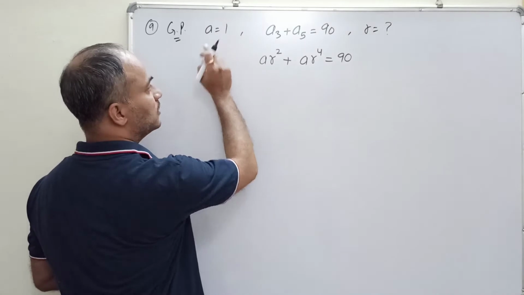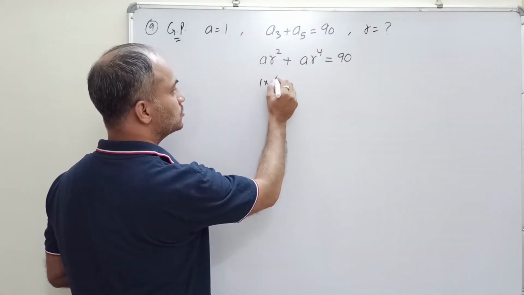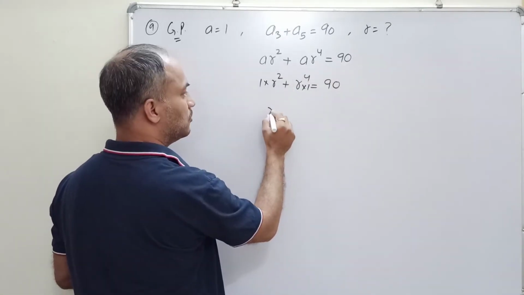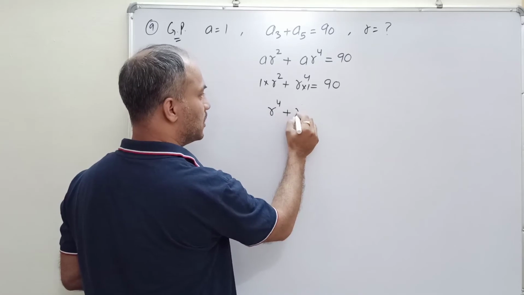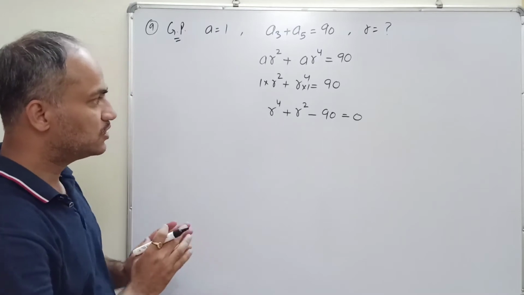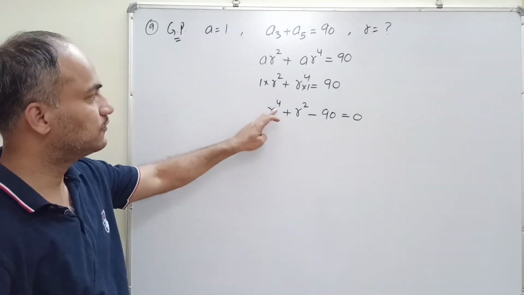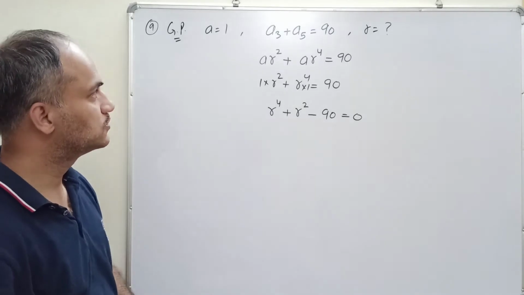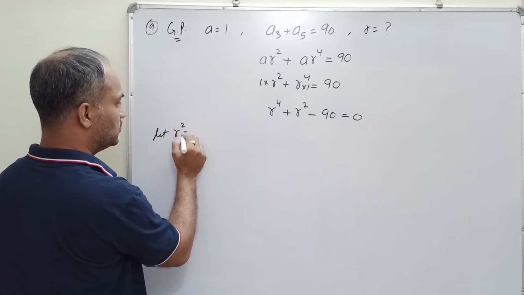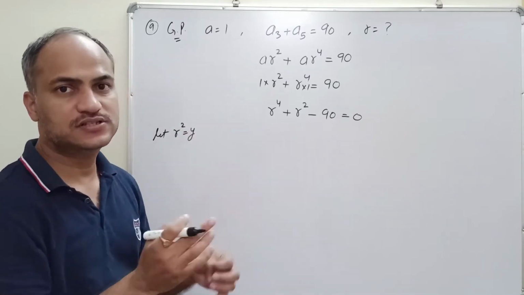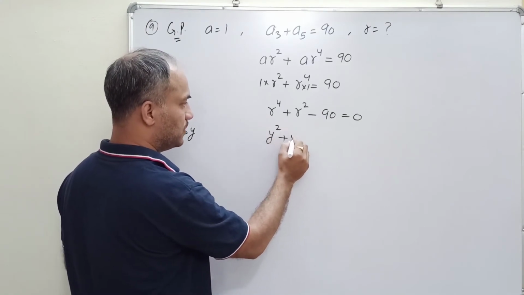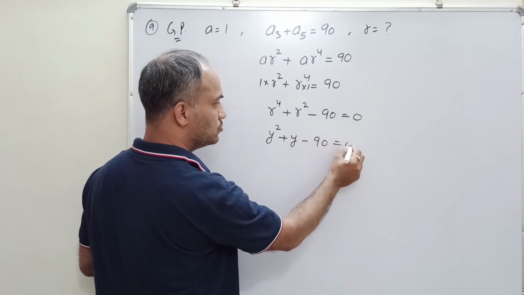A is 1, so let us put the value of a: 1 into r^2 plus r^4 becomes 90. We have r^4 plus r^2 minus 90 is equal to 0. Here the equation is a little different. With power 4, definitely we will have 4 roots. So here, can we do something? Let r^2 be equal to y. Let us have some variable. The equation becomes y^2 plus y minus 90 equal to 0.